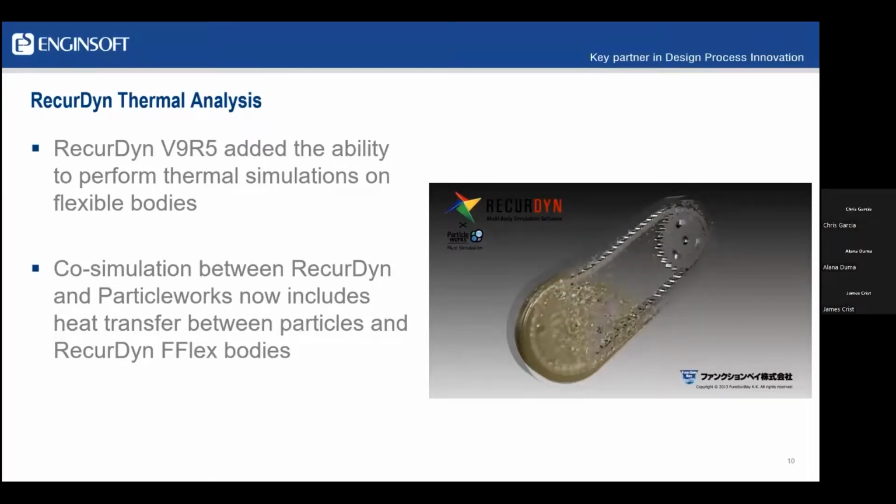All right, next, this will only be relevant for a handful of customers, I think, but worth at least mentioning. RecurDyn V9R5 added the ability to do thermal simulations with their flexible bodies. RecurDyn is a multi-body dynamics tool, and without going into detail, it has an embedded FE solver, and they added the ability to do thermal simulations on those FE bodies. So now Particleworks and RecurDyn can trade thermal information instead of just the position and pressure information that used to be supported.